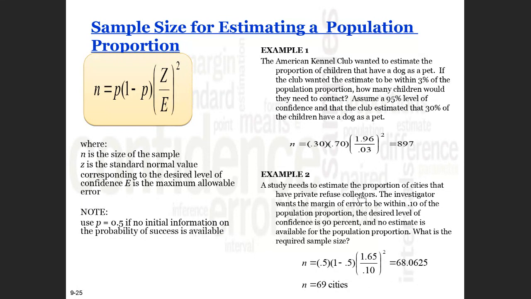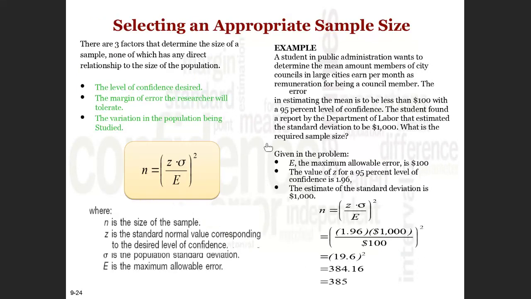Okay, is there any question about that? Finding the sample size, estimating a population proportion. And these formulas, you have them, okay? Any questions about finding a sample size for estimating a population or selecting an appropriate sample size? Is there no questions about that?